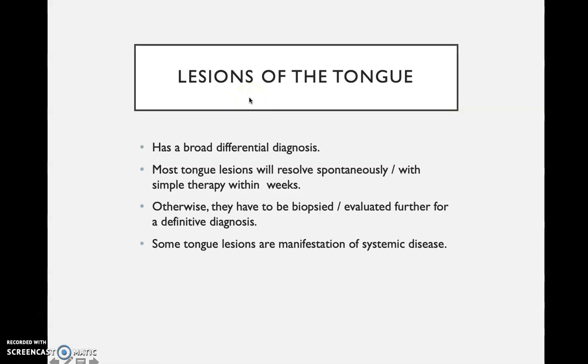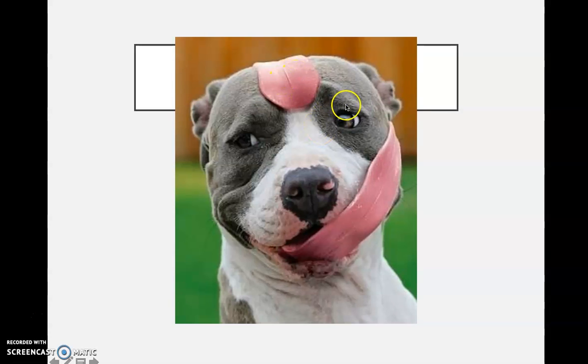Okay, so for lesions of the tongue, there is a broad differential diagnosis. Most of the lesions, if benign, will resolve spontaneously. But if it's something nasty, of course, it's going to take more than weeks. If you are uncertain, you have to biopsy or evaluate. Don't be scared to refer the patient, or to review the patient frequently, rather than miss something very wrong. Some tongue lesions might actually be manifestations of systemic diseases. Okay, so that's a long tongue there.